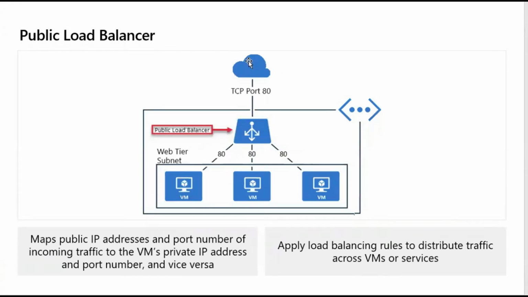Public load balancer, let's say for any web applications. Many people are accessing that web application. When you try to use that application, this load balancer will distribute the traffic to this one or that one. You can add many different virtual machines with this load balancer. It maps the public IP address and port number of incoming traffic to the VM's private IP address and port number, and vice versa. Apply load balancing rules to distribute traffic across the VMs or services.